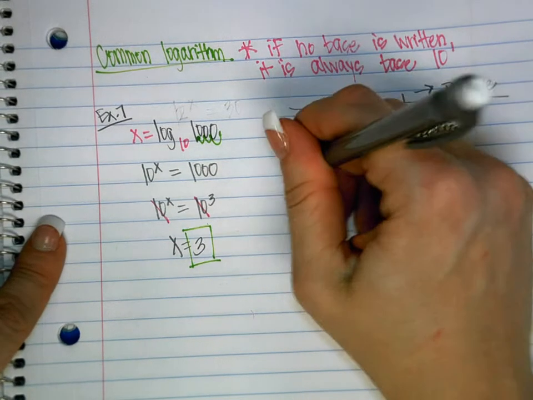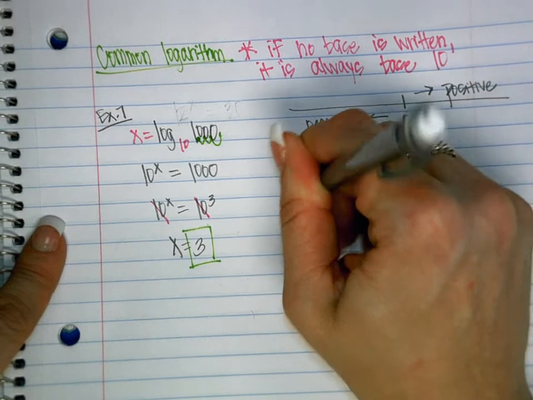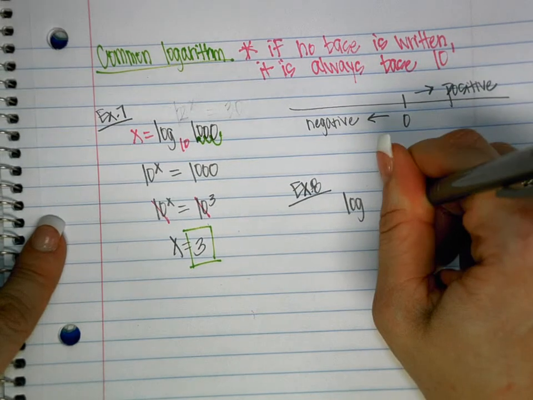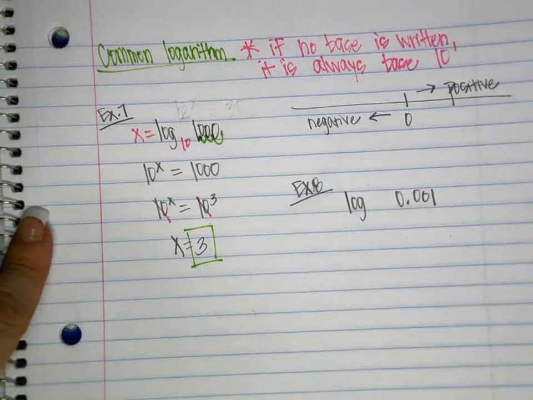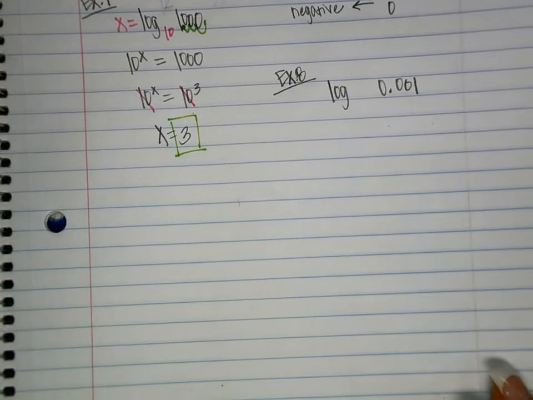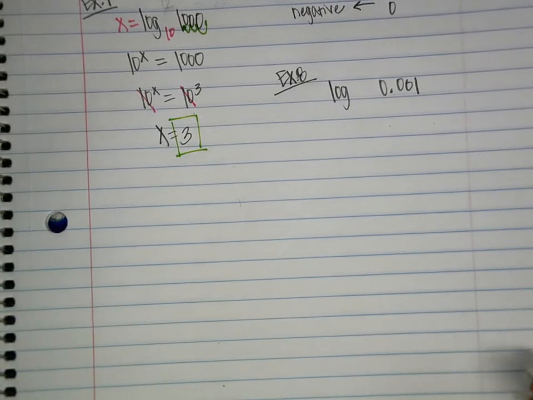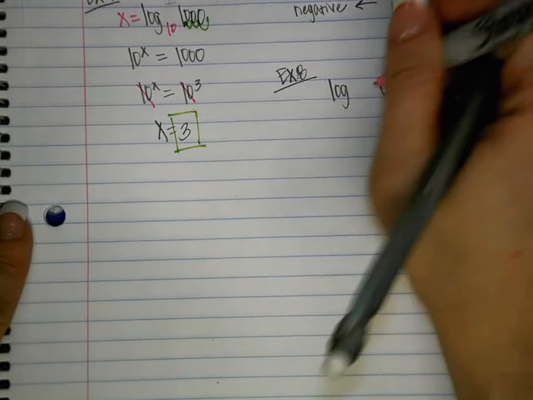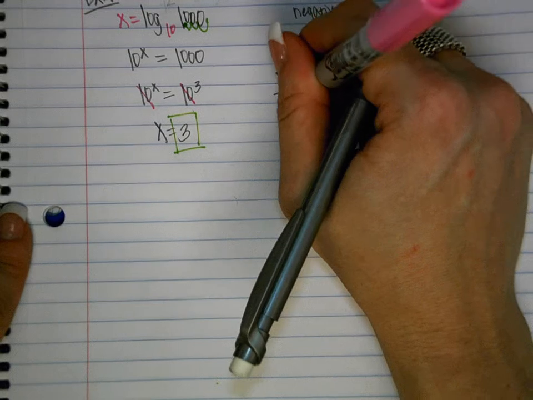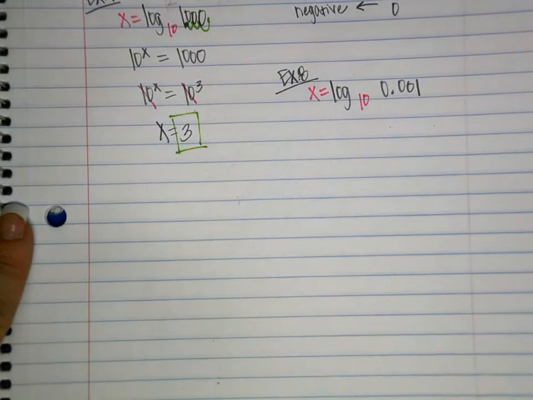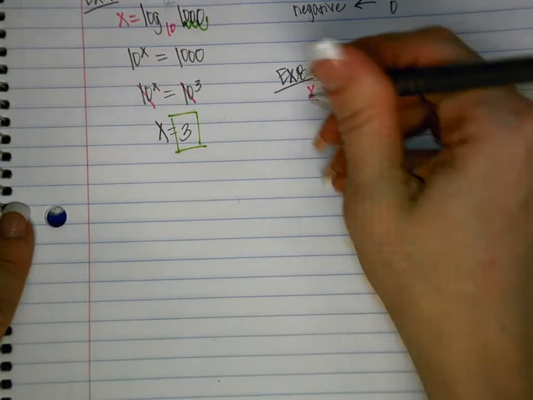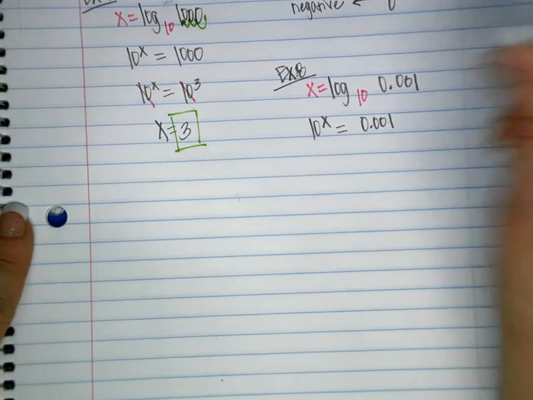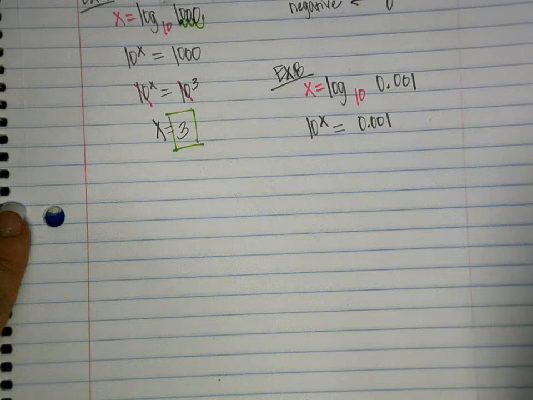Now, that one's not too bad, but I want you to try this one. For number 8, again, simplify log of 0.001. Same concept. Put in your base 10. Put in your x equals. Then think about it. x is the exponent on 10 that makes 0.001.